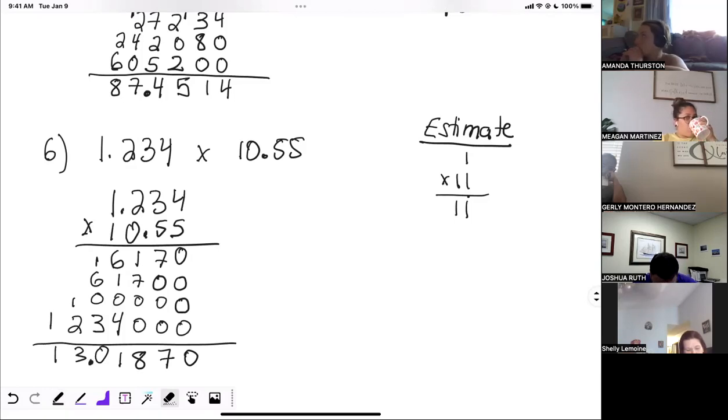Close enough. I mean, you estimated first and then you did the problem. Yep, yep. Especially with a small number, it's still pretty close, the way we had to round it.